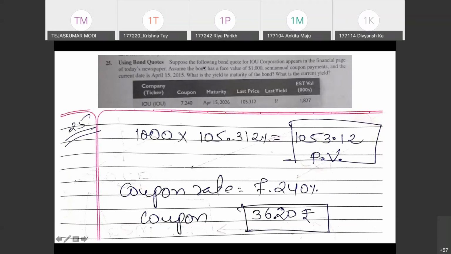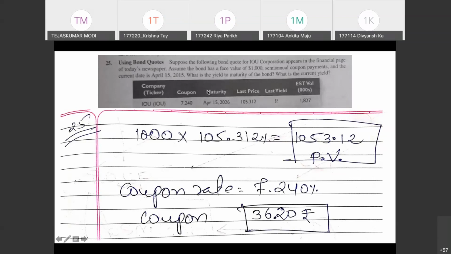Suppose the following bond quote for IOU Corporation appears in the financial page of today's newspaper. Assume the bond has a face value of 1,000. Anyways, we were going to take 1,000 even if it was not given. It pays a semi-annual coupon. So that means the interest is paid every 6 months, twice in a year. The current date is April 15, 2015.